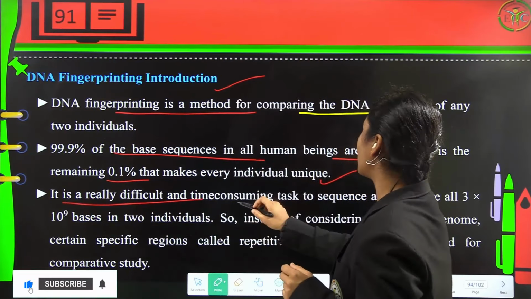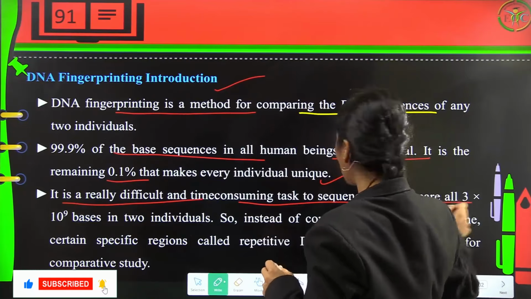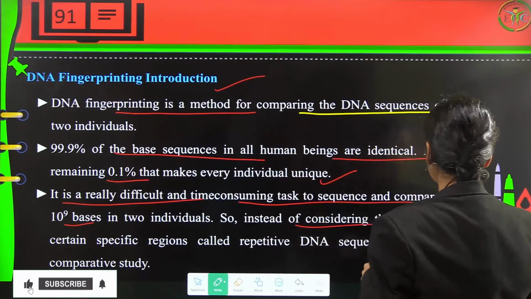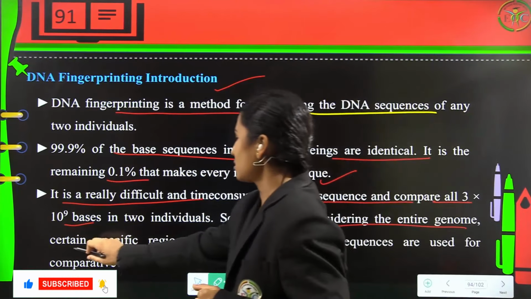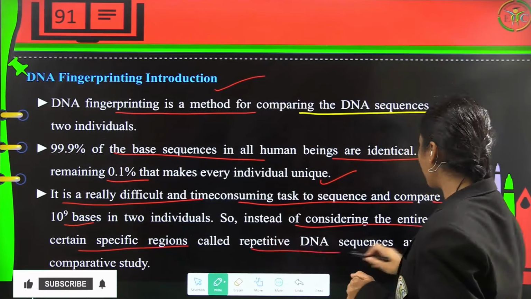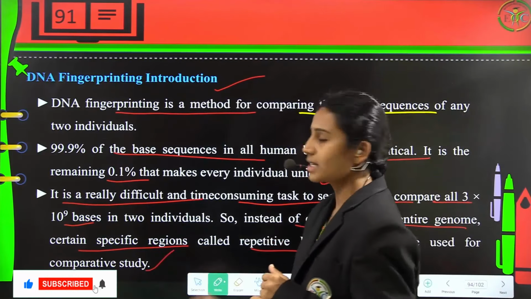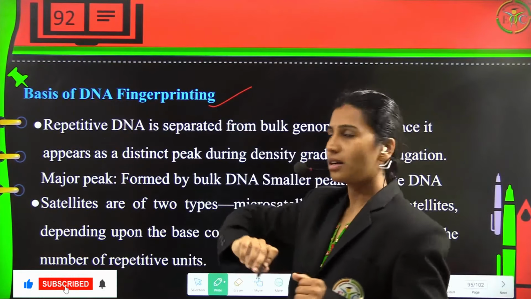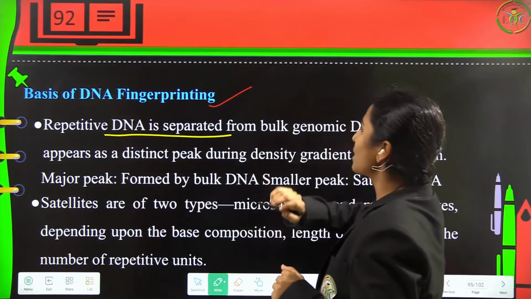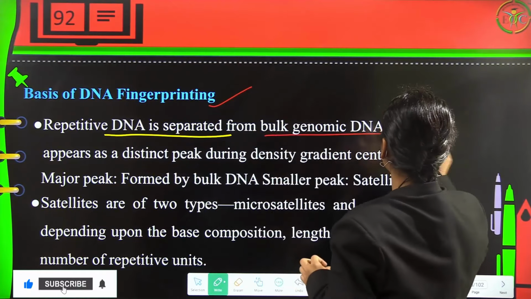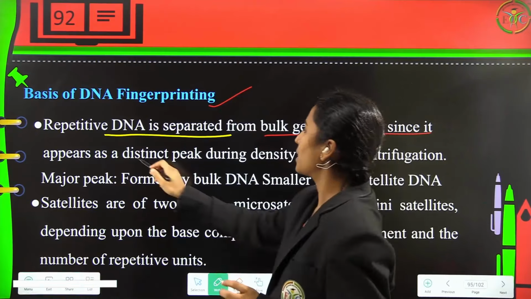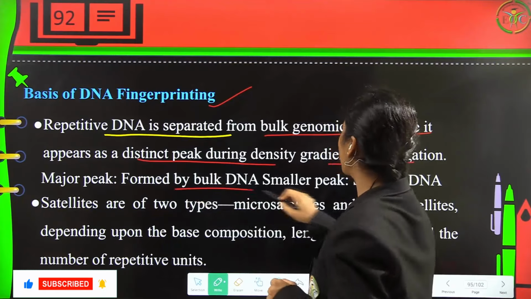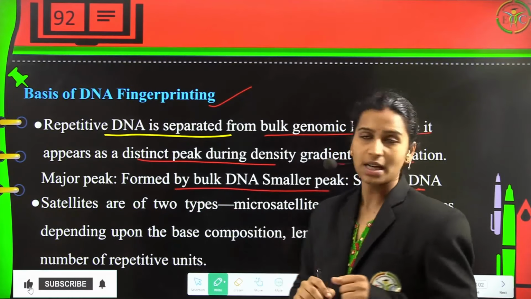It is really difficult and a time-consuming task to sequence and compare all 3 into 10 to the power 9 bases in two individuals. So instead of considering the entire genome, certain specific regions called repetitive DNA sequences are used for this DNA fingerprinting comparative study. The basis of DNA fingerprinting was repetitive DNA, which was separated from bulk DNA since it appeared as a distinct peak during density gradient centrifugation. The major peak was formed by bulk DNA and the smaller peak was from satellite DNA.